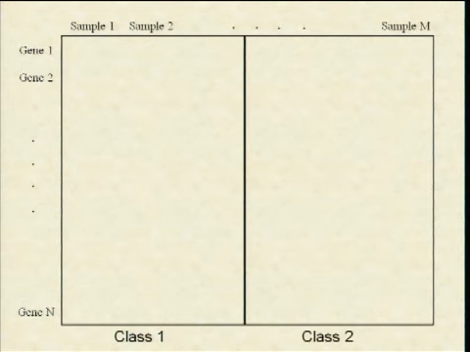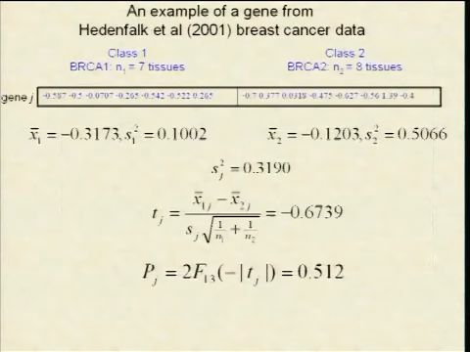So back to the original problem, we've got these two classes. We're trying to work out which genes are differentially expressed. And so this is what happens with a particular gene. We work out a p-value. So all we need is a p-value. So you can use your favourite test to get the p-value.